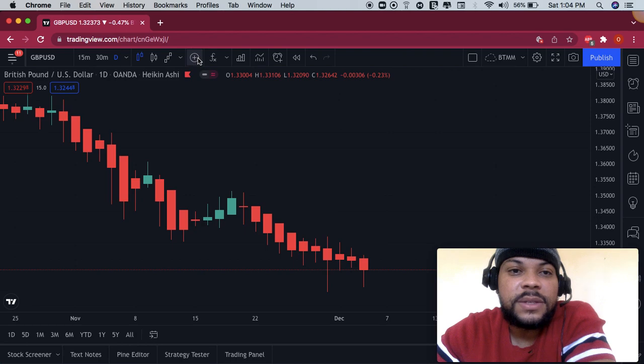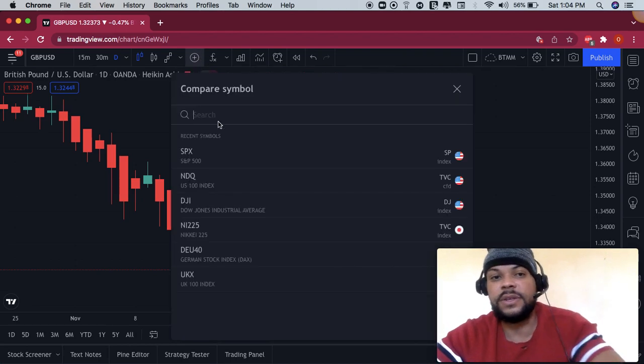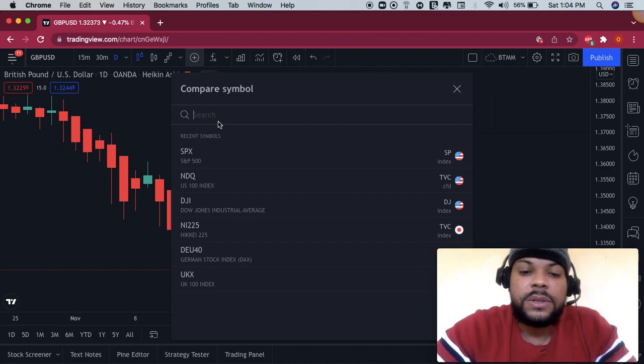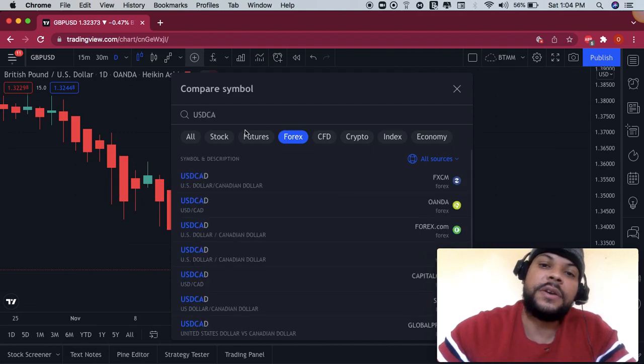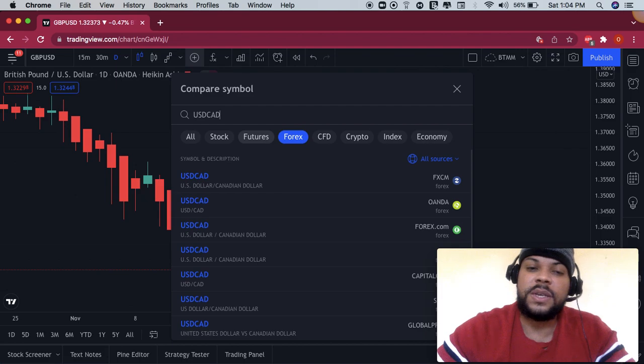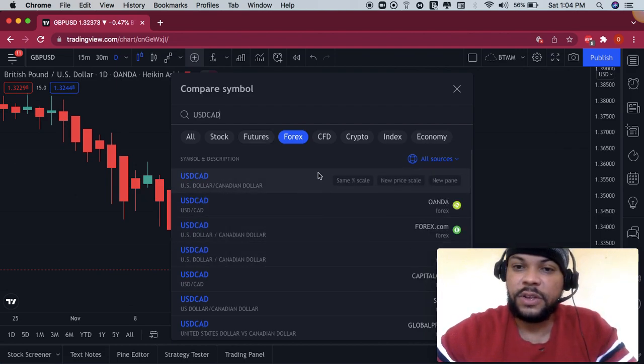Let's see what this is. So if we want to add other assets, so for example, maybe we don't want to look at GBP USD, maybe we want to look at USD CAD. We can easily change it from here, and we type in USD CAD, and you will see the different options that you have.